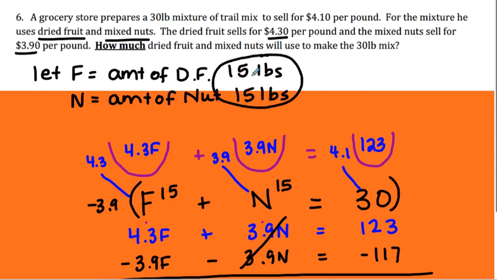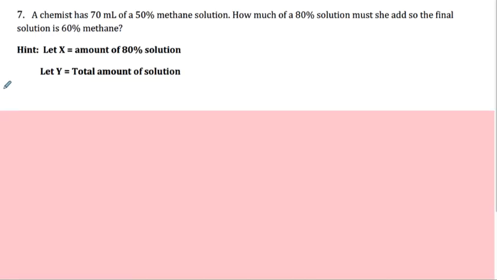All right, that was number 6. Okay, I'm going to be moving on to number 7. Number 7, another mixture problem. And I did give you a hint on this one. A chemist has 70 mLs of a 50% methane solution. How much of an 80% solution must she add so the final solution is 60% methane?